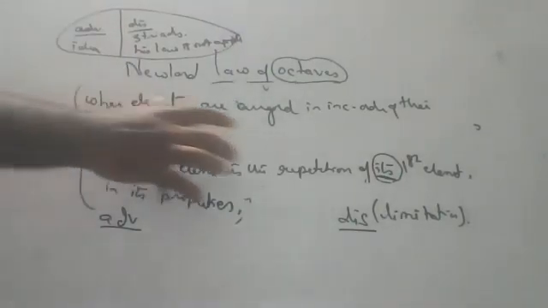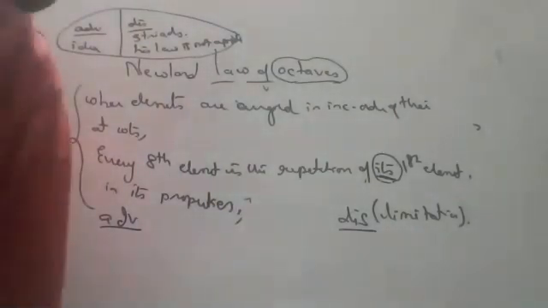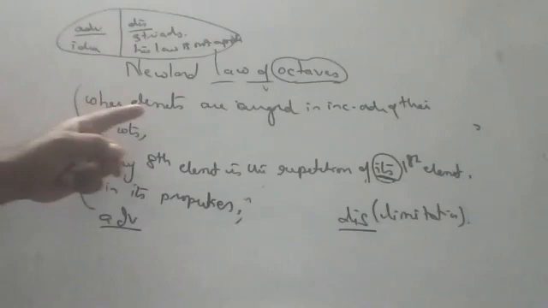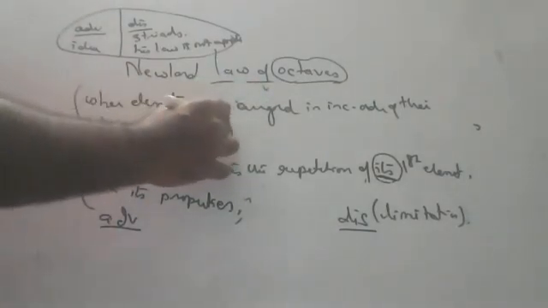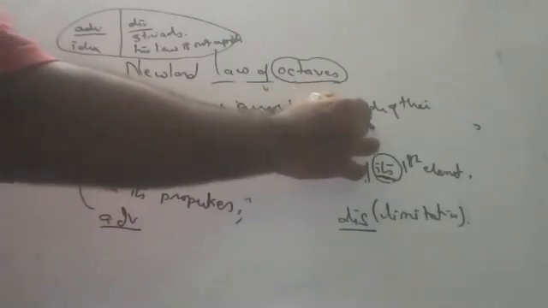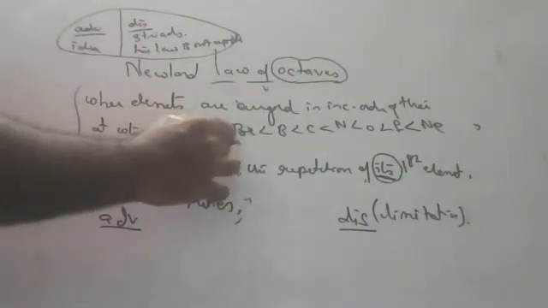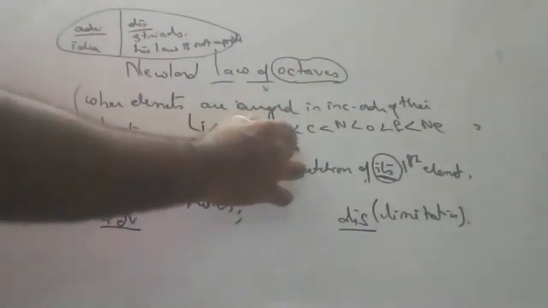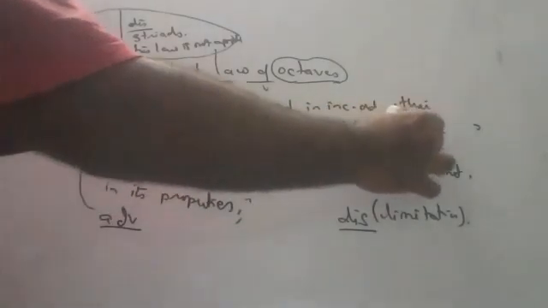But what are the advantages and disadvantages of Newlands? Before saying that, please see the definition again. When elements are arranged in increasing order of their atomic weight: lithium, beryllium, boron, carbon, nitrogen, oxygen, fluorine, sodium, magnesium, aluminum, silicon, phosphorus, sulfur, chlorine, argon.